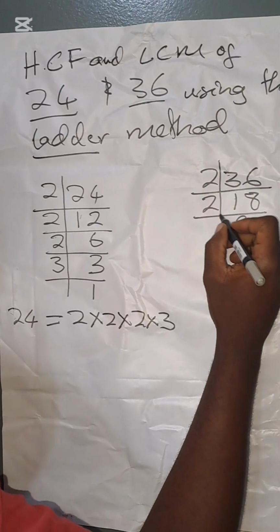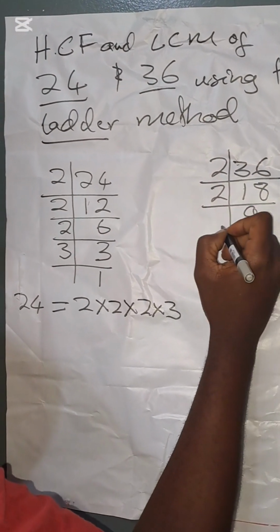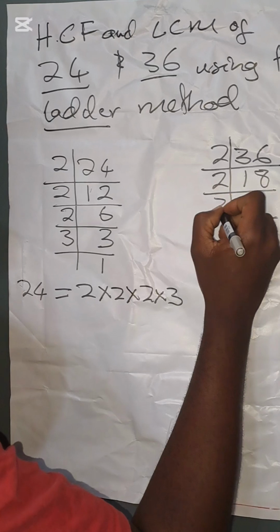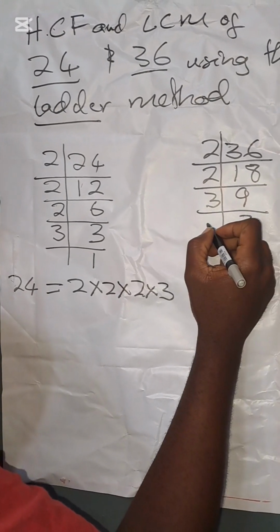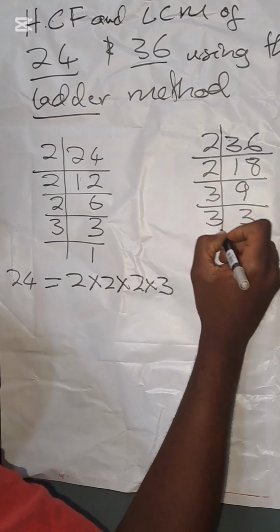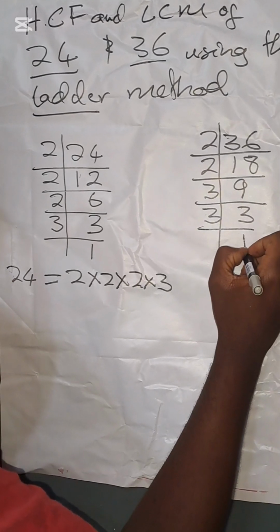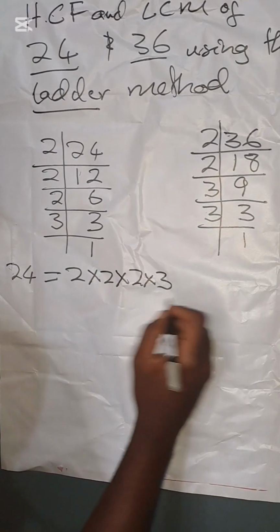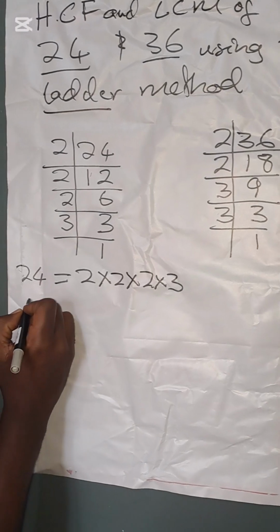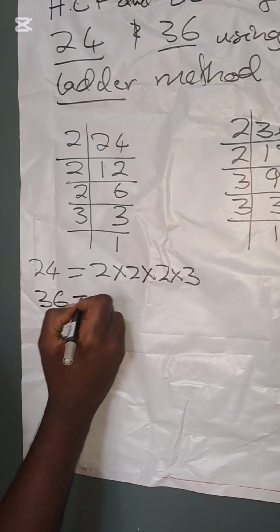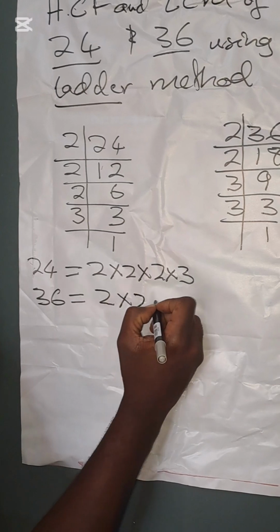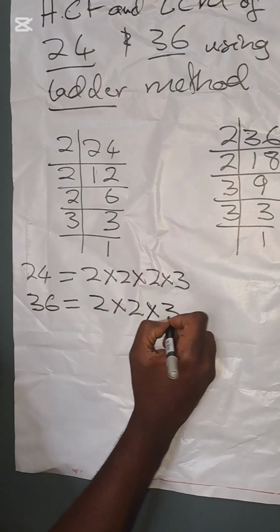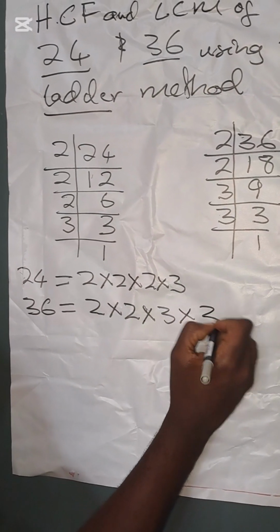Now I cannot divide 9 by 2, but the next prime factor is a 3. So I can divide my 9 there by 3. My result will give me a 3. I'll then divide 3 by a 3 again. My result will be a 1. I will stop when I have a 1. Now 36, I'll just write it there. So 36 is equal to 2 multiplied by 2 multiplied by 3 multiplied by 3.